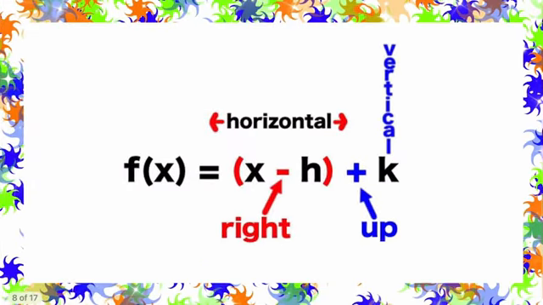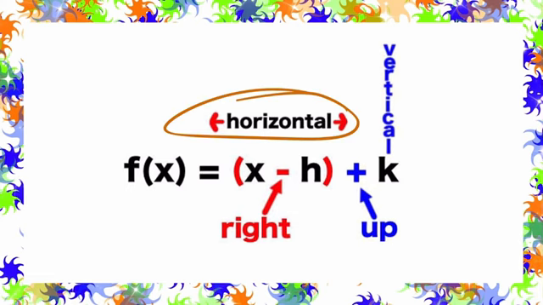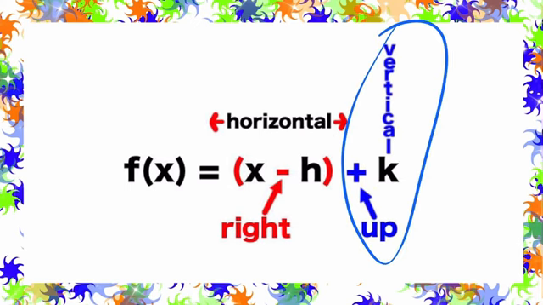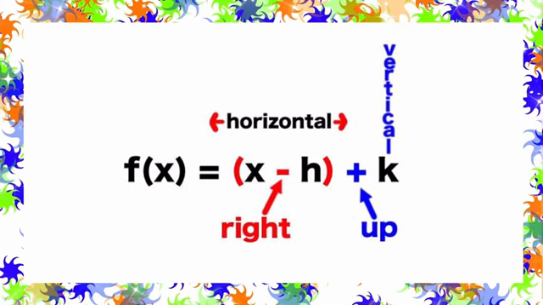Here's another little cheat sheet. So if you have a number inside parentheses, that's going to be your horizontal shift. A minus sign would be right, so then the opposite of that, a plus sign, would be left. If you see a number outside of the parentheses on the end, like this one here, that is going to be your vertical shift, up or down. A plus would be up, a minus would be down.